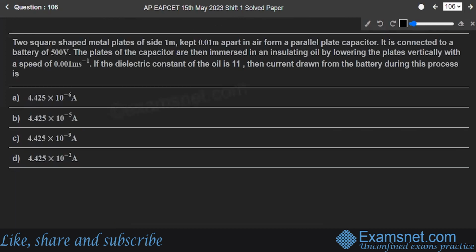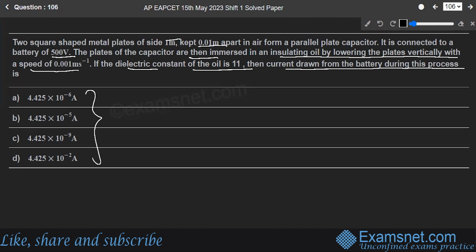Next is question number 106. Two square-shaped metal plates of side 1 meter kept 0.01 meter apart in air form a parallel plate capacitor. It is connected to a battery of 500 volt. The plates of the capacitor are then immersed in an insulating oil while lowering the plates vertically with a speed of this much. If the dielectric constant of the oil is 11, then the current drawn from the battery during the process is which of the following?